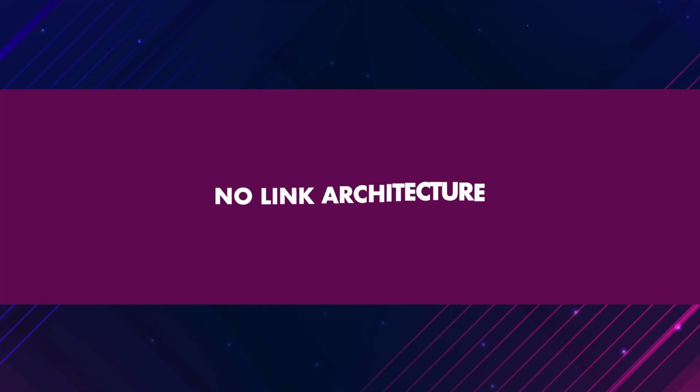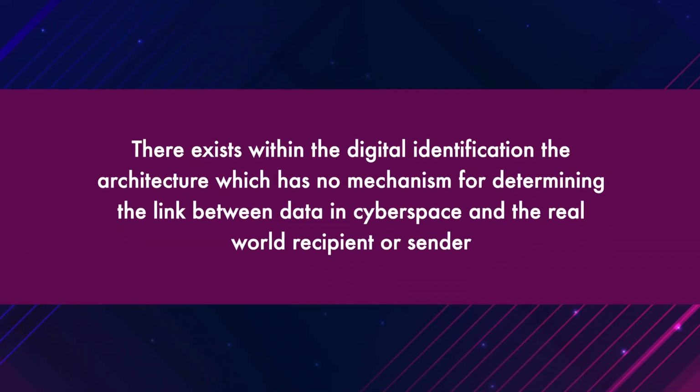Now, there are two kinds of architecture. From a theoretical point of view, there are two kinds of architecture in cyberspace. One is the no link architecture and the other is the linkable or link architecture. And when we talk about no link architecture, there exists within the digital identification a kind of architecture which does not have any mechanism for determining the link between the data in cyberspace and the real world recipient or sender.